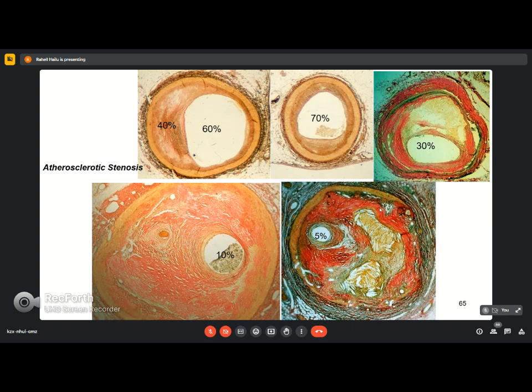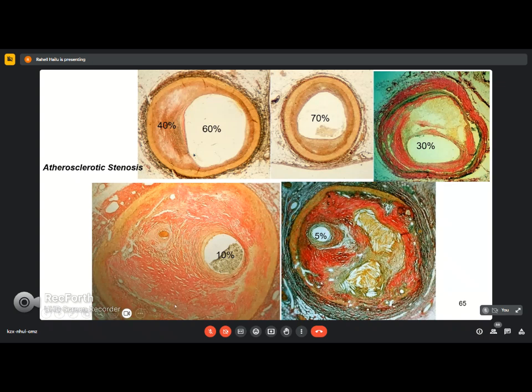So here, atherosclerotic stenosis, you can see 40% here, kind of fibrous plaque, now 60% open. Here, kind of a circumferential plaque, and the lumen is pretty open, 70% open now. And here you have a stage of critical stenosis where only 30% of the lumen is open. Again, even more critical, 10%. This is almost complete vascular occlusion, and then here you have 5%.